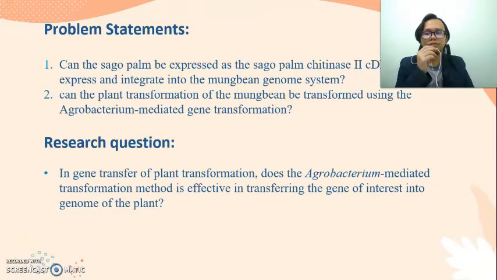Problem statement. Firstly, can the sago palm chitinase 2 cDNA be expressed and integrated into the mungbean genome system? Secondly, can the plant transformation of the mungbean be achieved using Agrobacterium-mediated gene transformation? Third, research question. In gene transfer of plant transformation, is the Agrobacterium-mediated transformation method an effective method in transferring the gene of interest into the genome of the plant system, which is the mungbean?